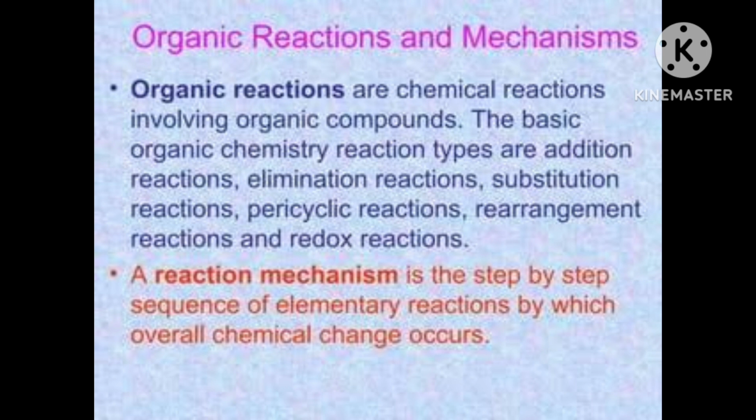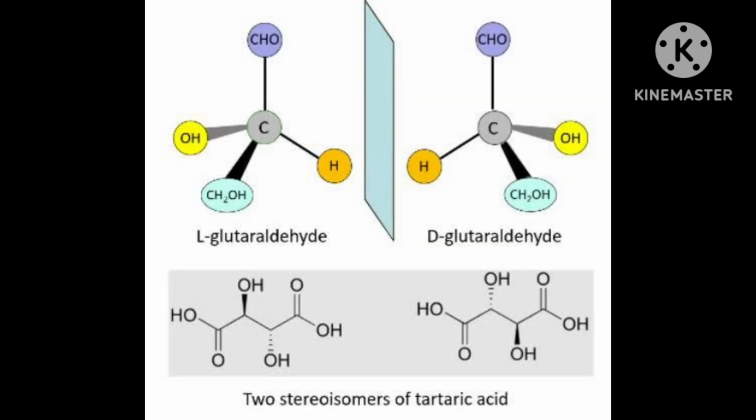The methyl carbocation is less stable than ethyl, ethyl is less stable than propyl, and propyl is less stable than butyl. This is the sequence: CH3 plus is less than CH3CH2 plus, which is less than (CH3)2CH plus, which is less than (CH3)3C plus.